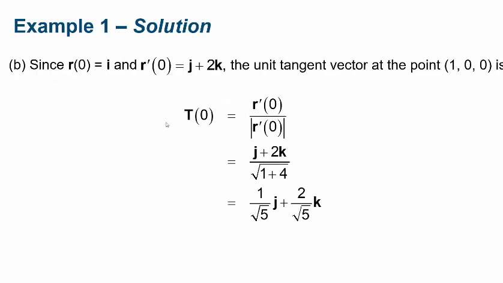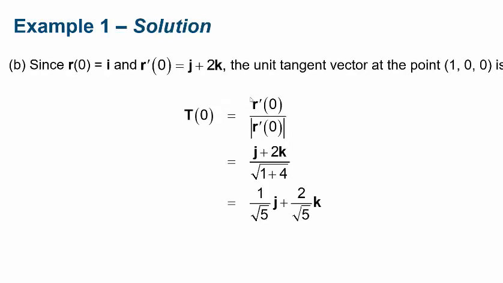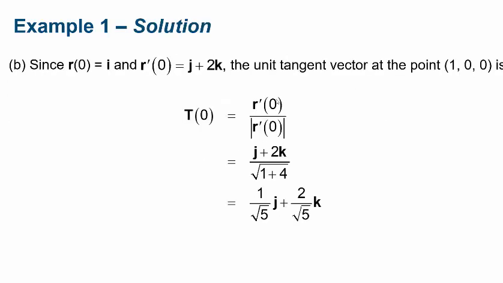Okay, so the unit tangent vector at the point where t is equal to 0, I'm just going to take the derivative of r that we just found, plug 0 in and divide it by the magnitude. When you do that on your own, you'll see that it's just j plus 2k divided by the square root of 1 plus 4. So for the unit tangent vector here, notice how there's no i. That just means it's 0i. So 0i plus 1 over the square root of 5 j plus 2 over the square root of 5 k.